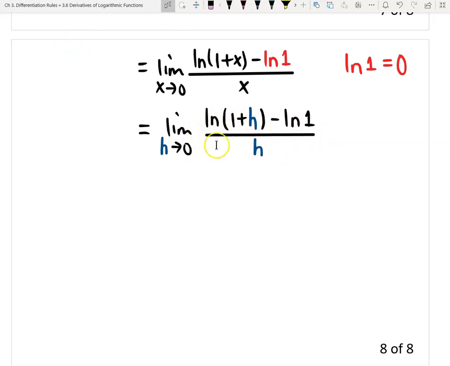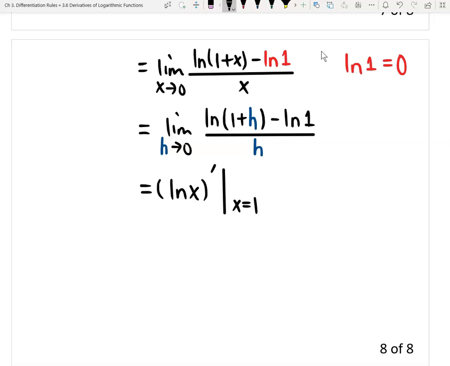This is exactly the definition of the derivative of the natural logarithm at what? At the point 1. Does this make sense? Delta y over delta x, where delta x is h approaching 0. The derivative definition. So now let me write it down here. This is the derivative of the natural logarithm at x equals 1. Let me put this bar: at x equals 1. This is one of the notations, right?